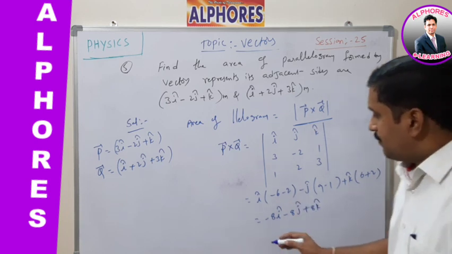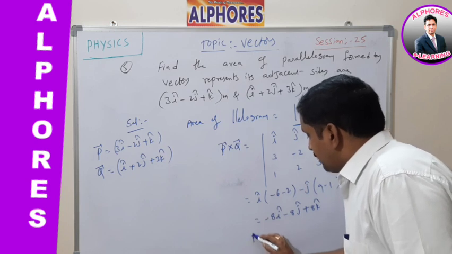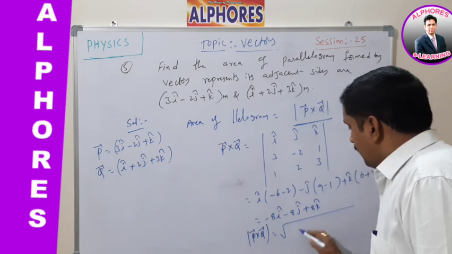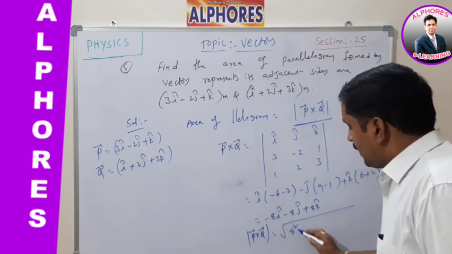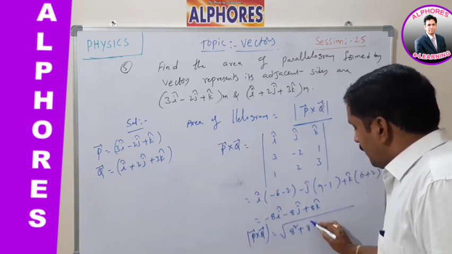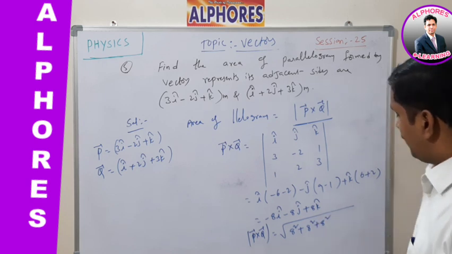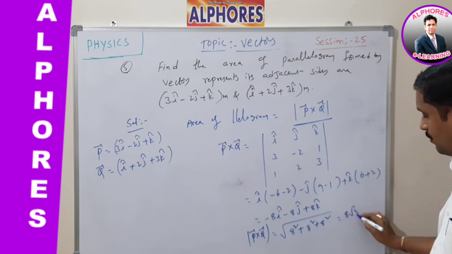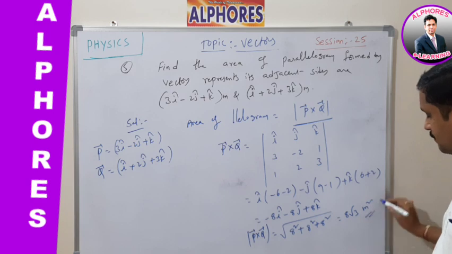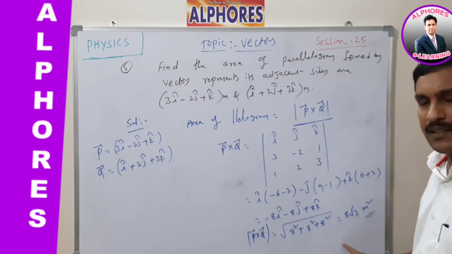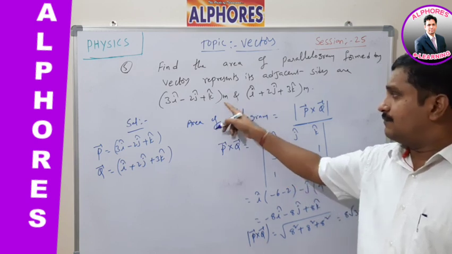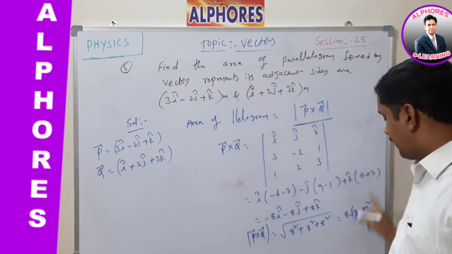Then what is the magnitude of this? The magnitude of p bar cross q bar is the root of 8 square plus 8 square plus 8 square. Since 8 square is common, it is 8 into root 3 meter square. The area of the parallelogram is in meter square because length into breadth, or base into height, are measured in meters, and meter into meter is meter square area.